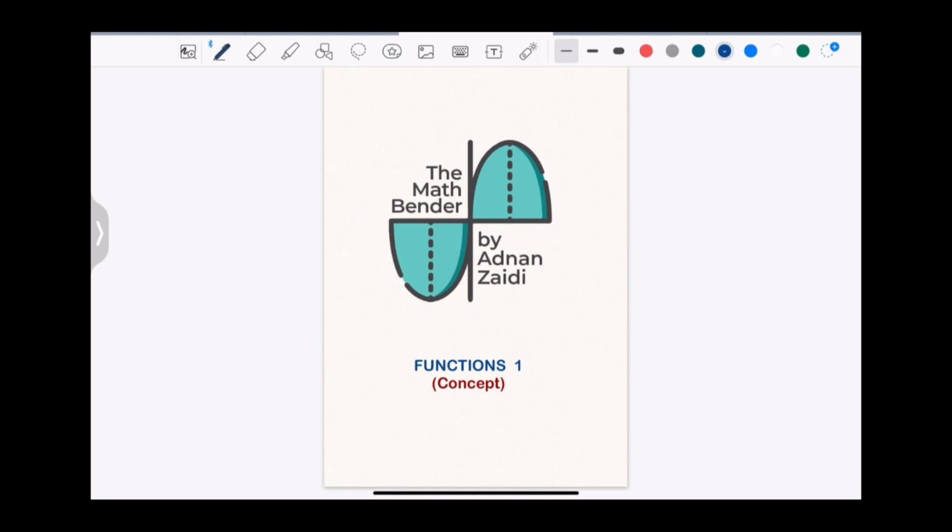This is the first lecture of the Function series, and I'll try to cover every aspect of it, but this one is primarily about the concept and its basics that we need to know before starting off with functions. Let's start.